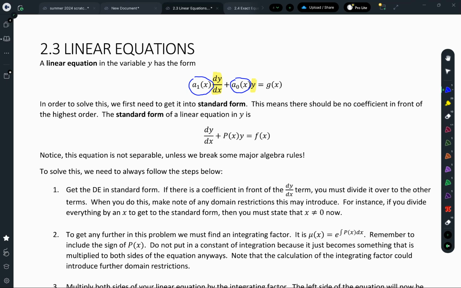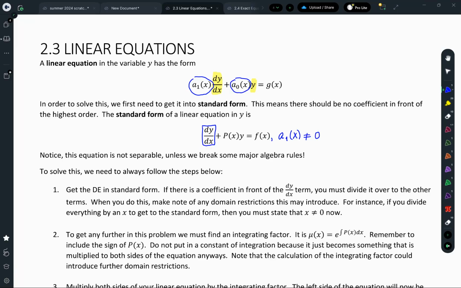And the standard form says that dy/dx needs to stand alone. There should be no coefficient in front of dy/dx. But if there is a coefficient in front of dy/dx and you end up having to divide by it, then we may have a possible need to say that whatever a1 of x was, it cannot be 0. And so if we're asked about domain restrictions, or figuring out what the domain is, this a sub 1 of x being equal to 0 would cause a restriction, okay? And we'll see this in some examples and how it all plays out.